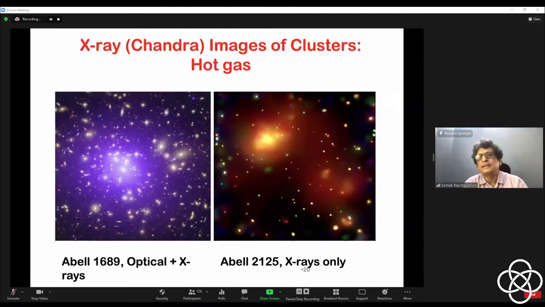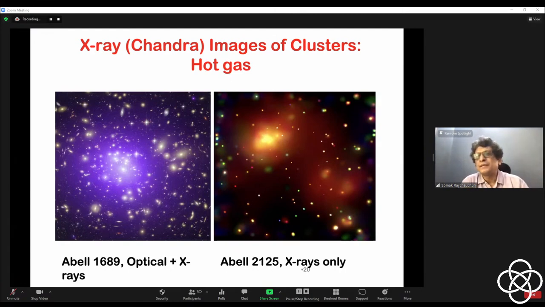Now, these are X-ray pictures of clusters of galaxies. These are two galaxies here, and you can see on the left is a combination of the optical picture along with the X-ray picture. And on the right is only the X-ray picture of another cluster. Then you can see that these are megaparsecs across. So you see the continuous medium of hot gas. And when I say gas, it's actually plasma because the gas is 10 to the power 7 degrees hot that it emits in X-rays. And they emit thermal bremsstrahlung.